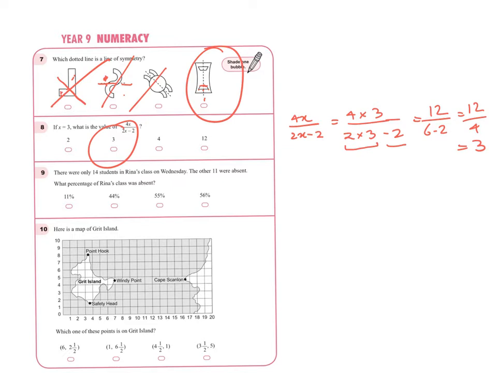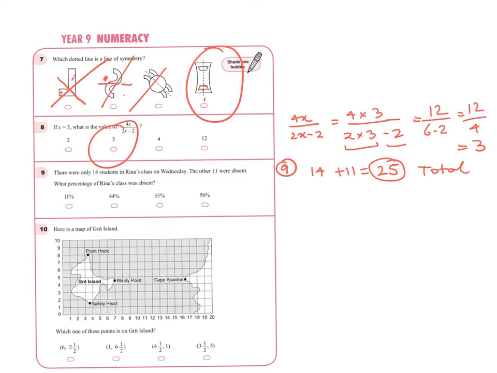So question 9. There were only 14 students in Rina's class on Wednesday. The other 11 were absent. So 14 in class, 11 absent, which means altogether in that class is 25. So that's the total number of students.